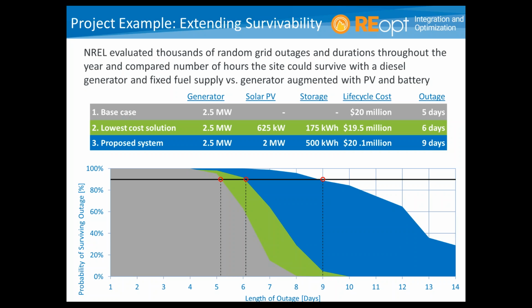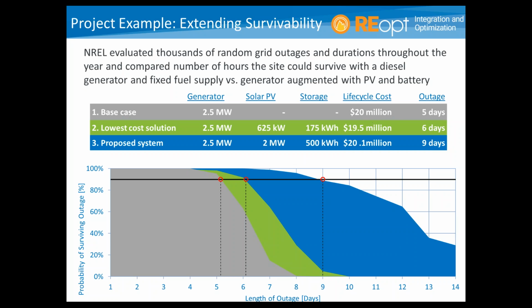Now, as an ancillary benefit, that solar and storage system, if installed as part of a microgrid, can get them an extra 1 day of sustaining the grid outage. So whereas before they could survive a 5-day outage, now they're going to be able to survive a 6-day outage. And they're also getting this $500,000 of savings.